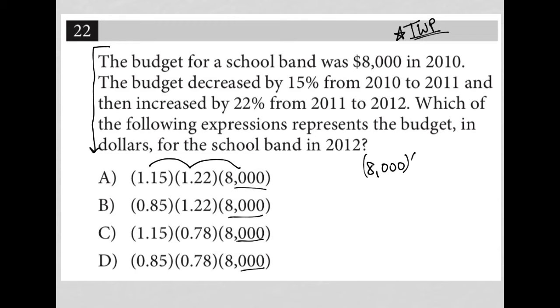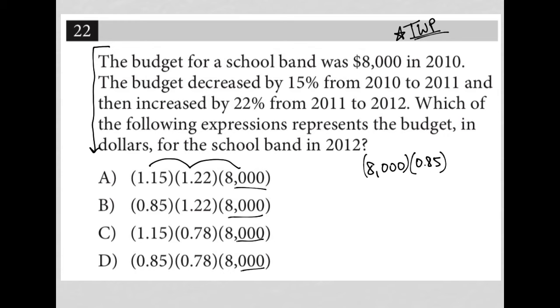So I know that I'm going to multiply this by 85%. 85% as a decimal is 0.85. So that's my 85%, or my 15% decrease is the same as 85% of the value.